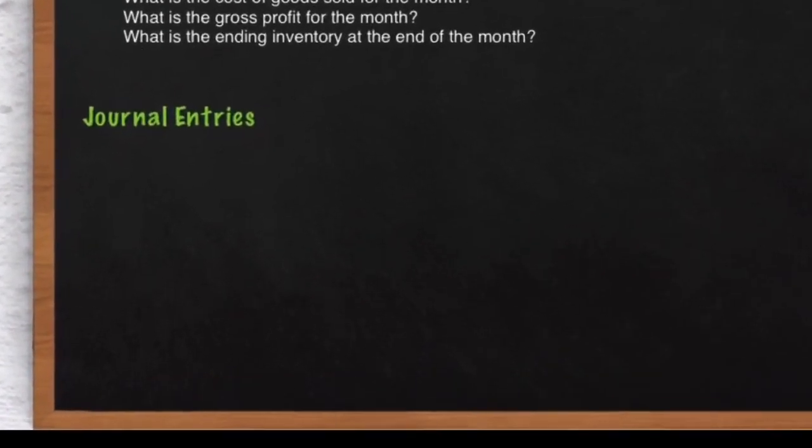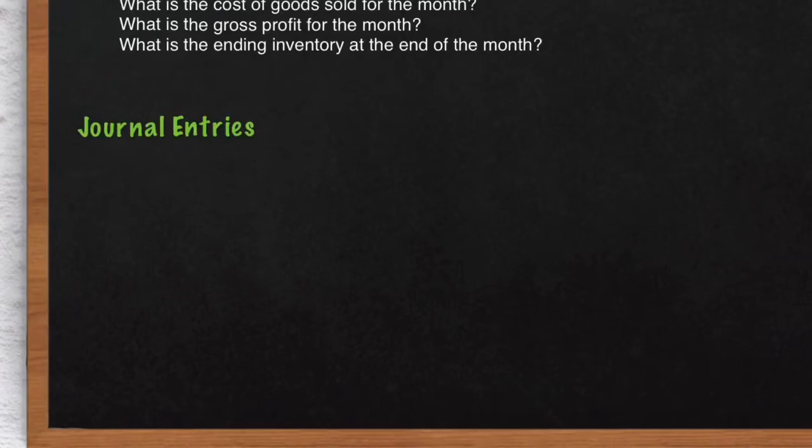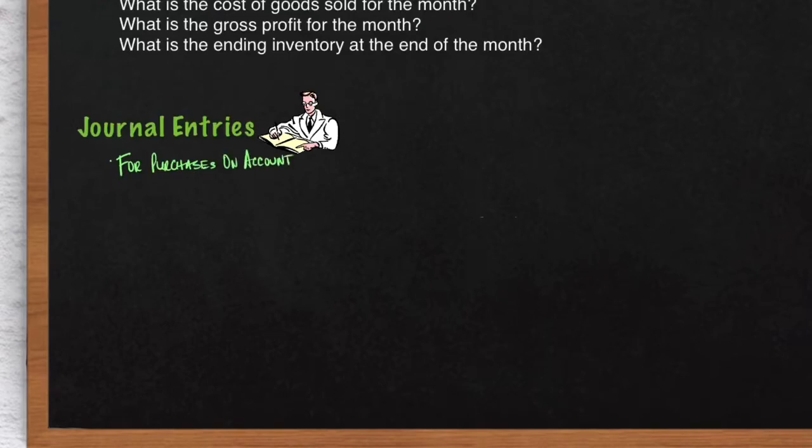All right, let's go over the journal entries for this problem. In the first set of journal entries, we're going to assume that we are purchasing our inventory from our supplier. Let's assume also that our purchases are made on account. That means we didn't pay cash right away, but we're going to pay for it in the near future.